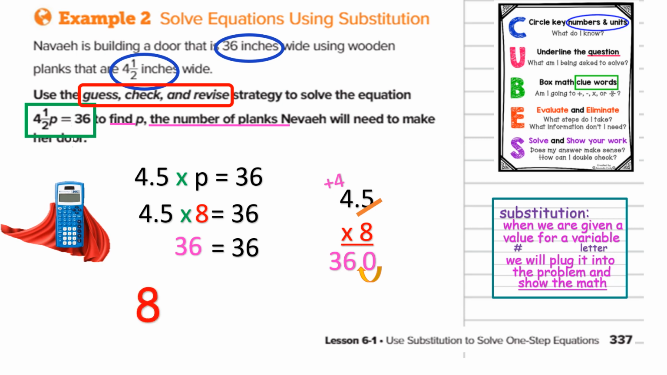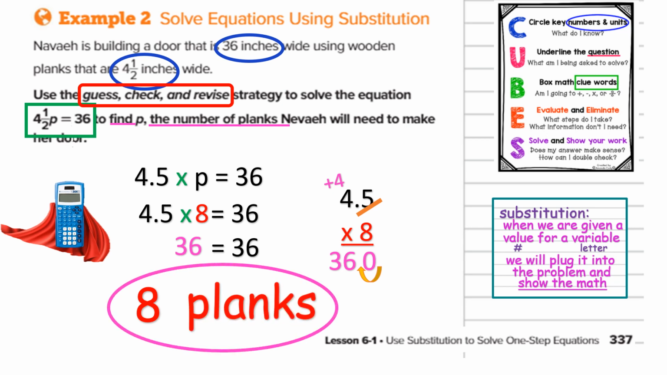So we end up with the answer of 8, right? No, because it's a word problem, therefore I need a label. What is my label? Once again, we go back to what's underlined in pink, and it says the number of planks. So we have 8 planks. Is that the answer? Yes, it is.